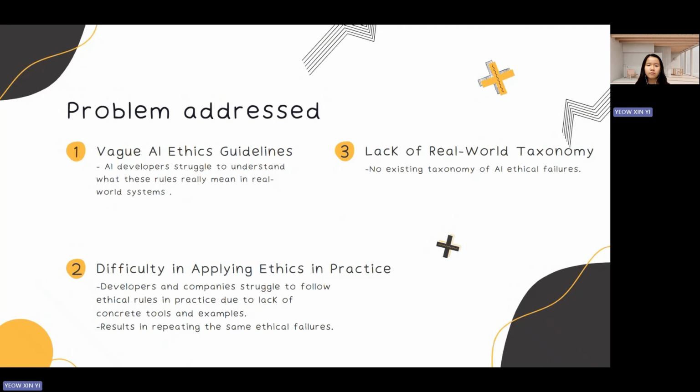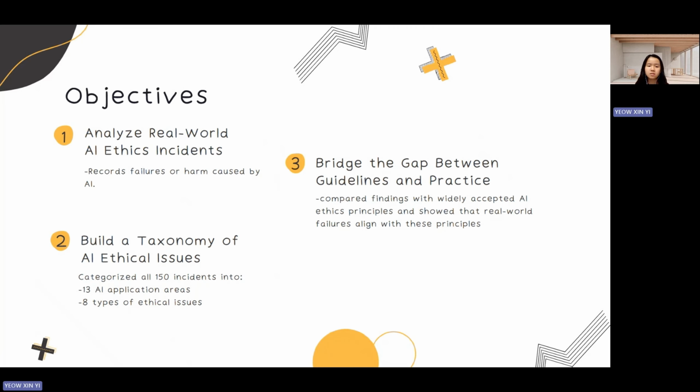Next, the objective of this paper is to analyze real-world AI ethics incidents. The authors investigated 150 real-world AI failures that record failures or harm caused by AI. This paper created a taxonomy, categorizing these incidents by 13 application areas and 8 types of ethical issues. They also compared their findings to standard AI ethics principles and found strong alignment, showing that real-world failures reflect the same ethical concerns.